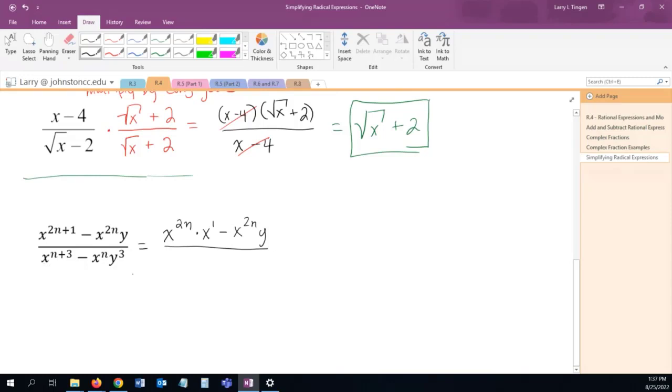How about the denominator? Once again, they both have an x in it, right? This one has x to the n plus 3, this one has x to the n. Well, using that same logic, I can rewrite x to the n plus 3 as x to the n times x cubed.